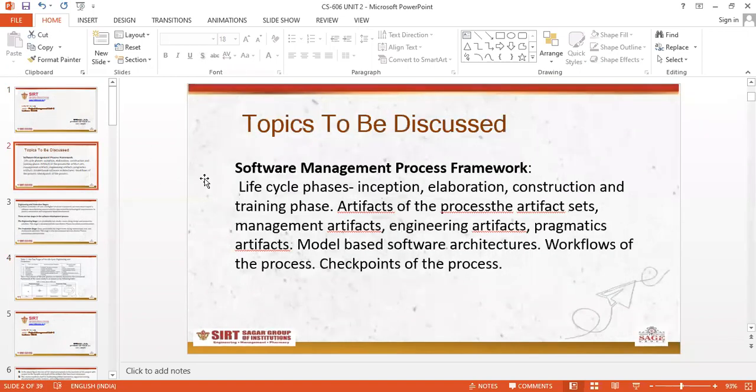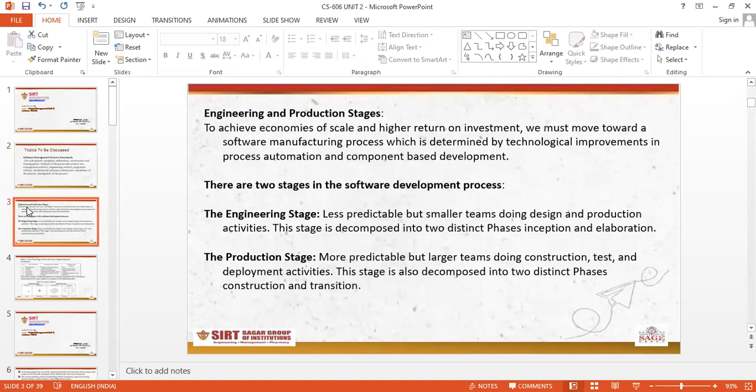Today we are going to learn about the software management process framework, having a simple basis for the inception, elaboration, construction, and transition phases. Next are the architects of the process: the management architect, the engineering architect, and the pragmatic architect. Today we are going to discuss them.